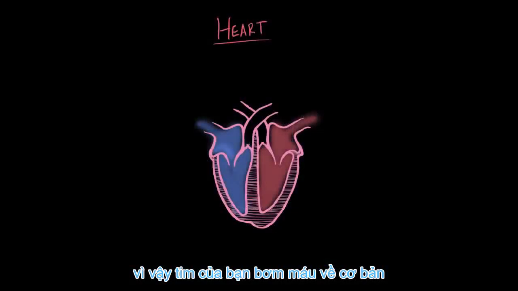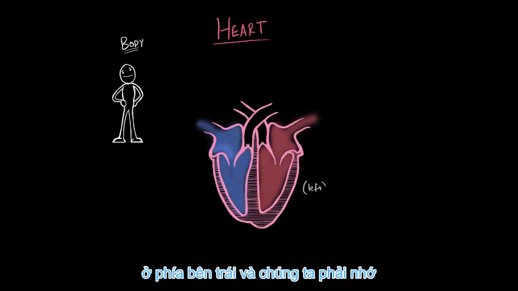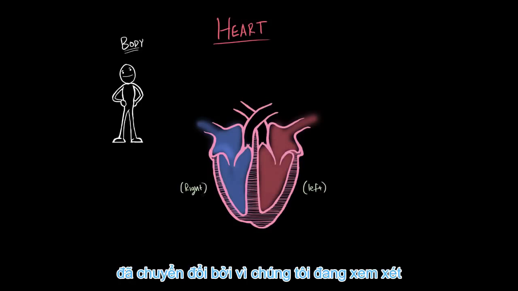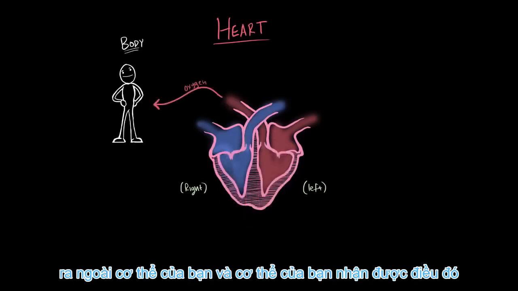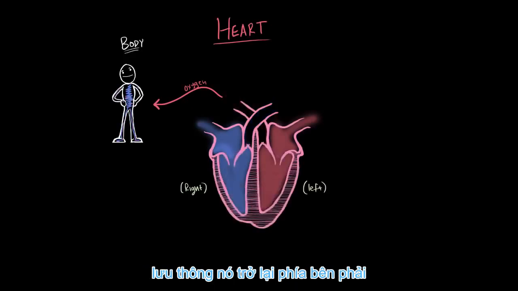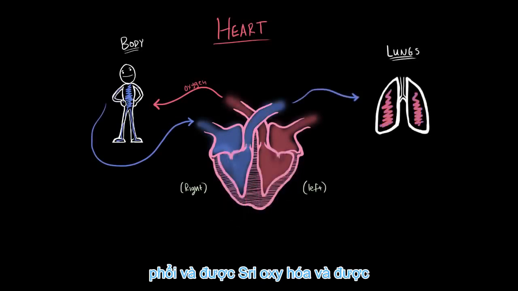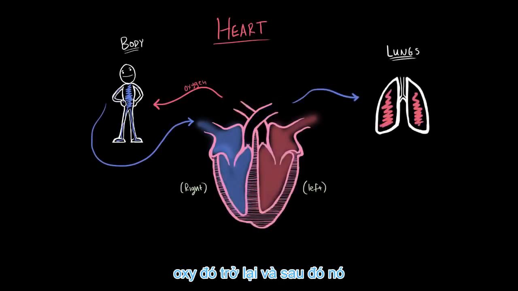So your heart pumps blood essentially to two places. And the first place is your body. So you have your oxygenated blood on the left side, and we gotta remember that the lefts and the rights are switched because we're looking at the anatomical view of the heart. So it pumps it out to your body, and your body gets that oxygen. Your body uses it up and then circulates it back into the right side, where this time it's pumped out to the lungs and gets reoxygenated and gets that oxygen back, and then it's circulated back into the left side.